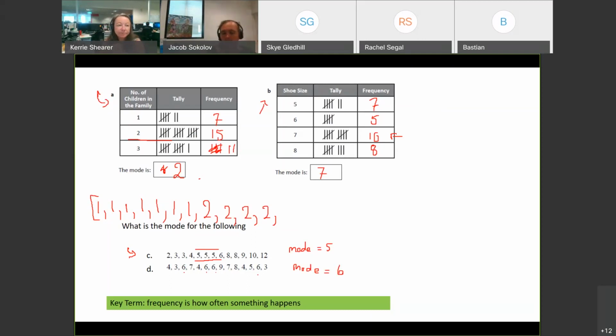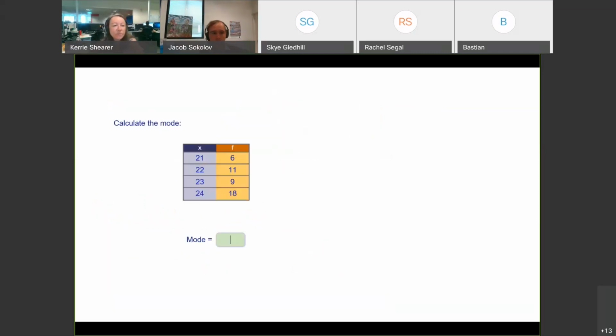Okay. And can I get a show of hands? Who's confident with the mode? Or just say if you're confident. Put a C in the chat box. Do we have some Cs, Kerry? You've got a whole range of Cs. Brilliant.